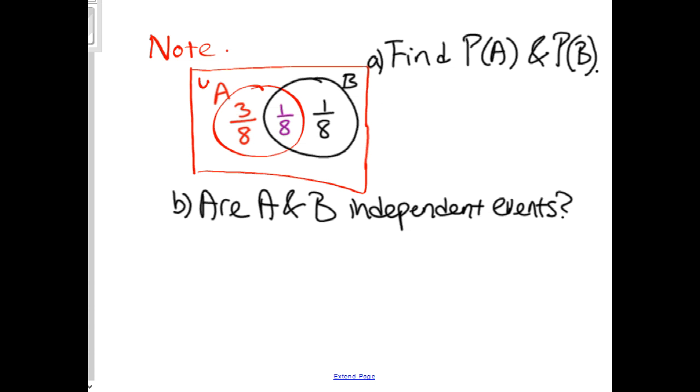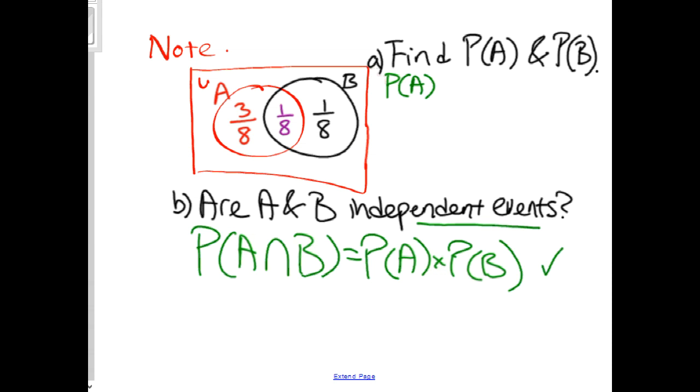So remember once more that independent here, A and B are not mutually exhaustive, because these numbers do not add up to 1. So 3 plus 1 plus 1 is only 5. 5 over 8 is not equal to 1. There's something outside here, because this is 5 over 8, so it's 3 over 8 outside the A and B.